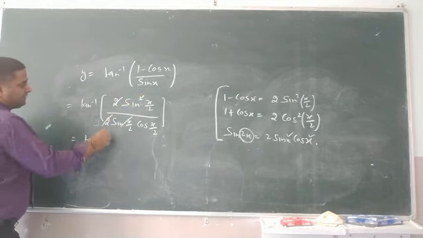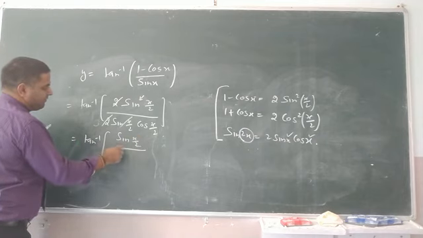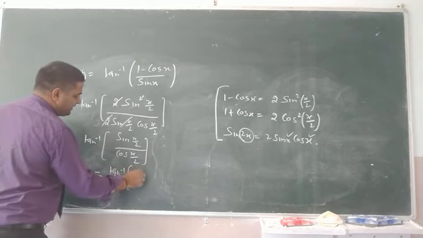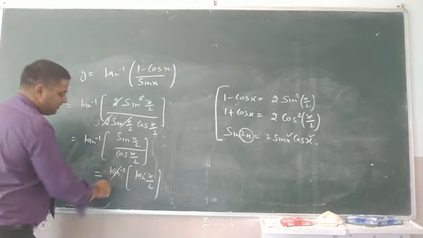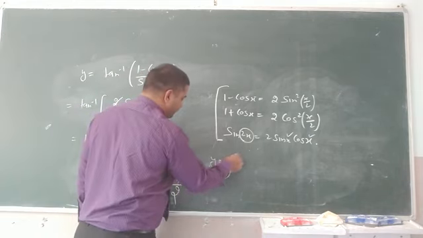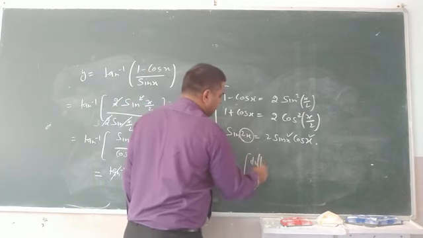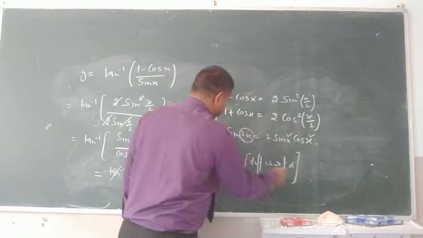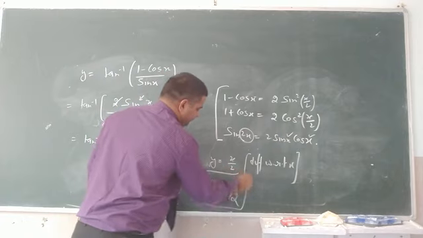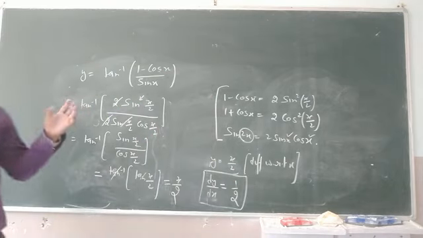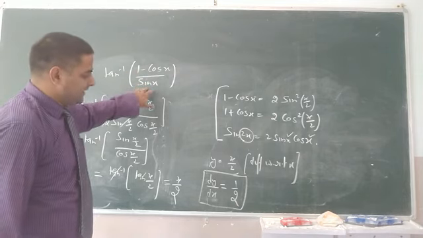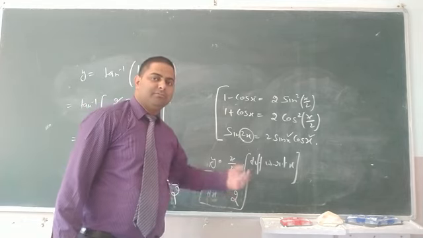We get tan inverse sin x by 2 upon cos x by 2. So it is equal to tan inverse tan x by 2. It cancels out, we get x by 2. So y is equal to x by 2. Now differentiate with respect to x. So dy upon dx is 1 by 2. So we got the answer. The derivative of tan inverse of 1 minus cos x upon sin x is 1 by 2.